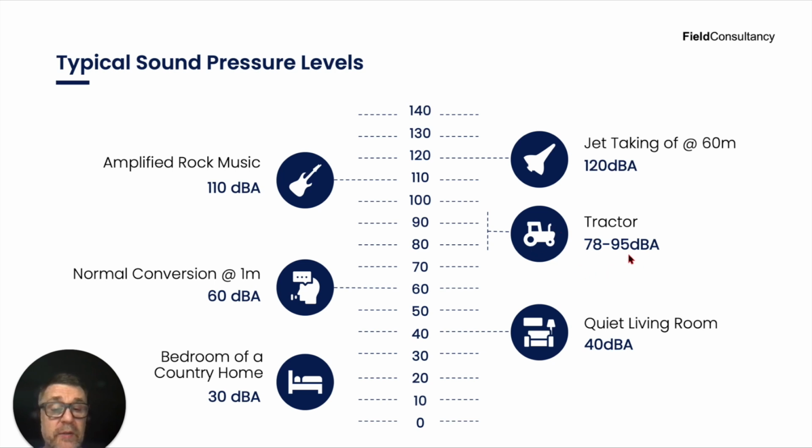A tractor would be 78 to 95 dBA. An amplified rock music, which is getting very loud and could damage your ears, would be around 110 dBA. And a jet taking off at 60 metres could be 120 dBA. Now you might have noticed I've added an A onto the decibel here. Basically, there are different weighting curves for decibels, and the A weighting is to simulate how our ears hear sounds. Basically meaning that our ears are less sensitive to the lower frequencies than the higher frequencies, so we put an A weighting on it. So we're simulating what the ears actually perceive.